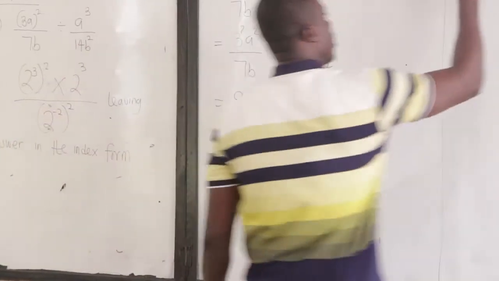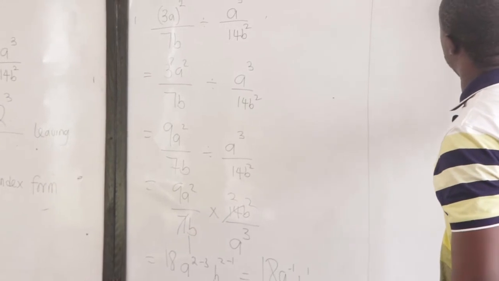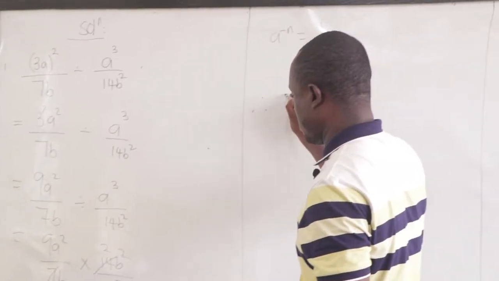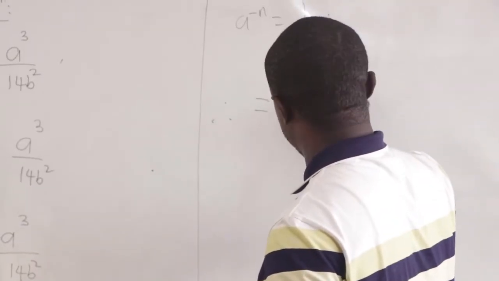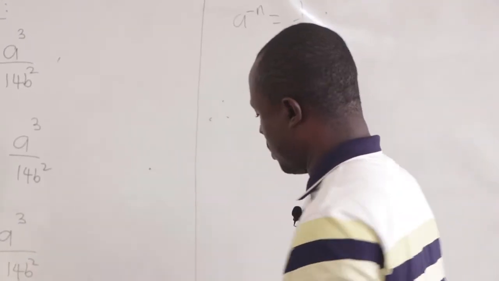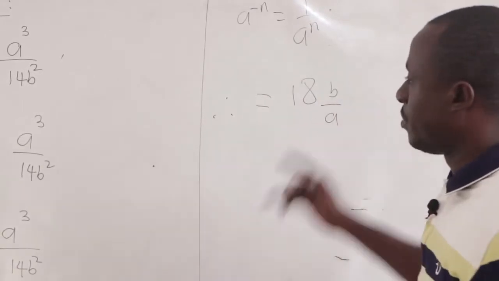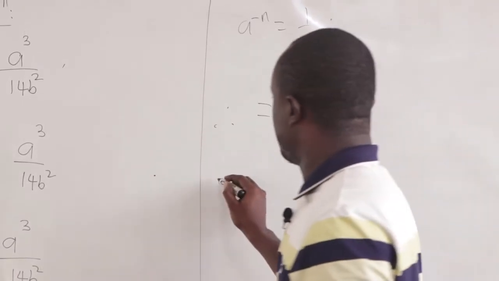Now, with this, how can we write this? We know that a to the power negative n is 1 over a^n. Therefore, our answer becomes 18b all over a. We can leave it this way, or we can leave it that way. Now, let's see question number 2.